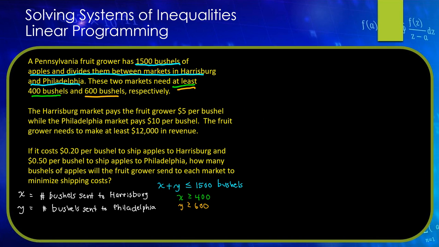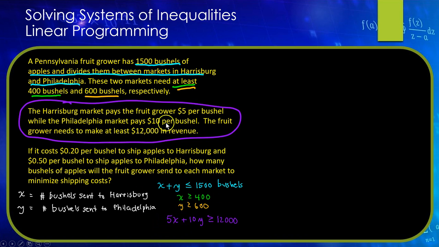There's one more restriction on combinations here. The combination of what's sent to Harrisburg and Philadelphia has to give the grower a revenue of $12,000 or more. Since it's $5 per bushel for Harrisburg, that's 5x, plus 10y for the $10 per bushel in Philadelphia, and that total should be greater than or equal to $12,000. So these are the four constraints we have in this circumstance.